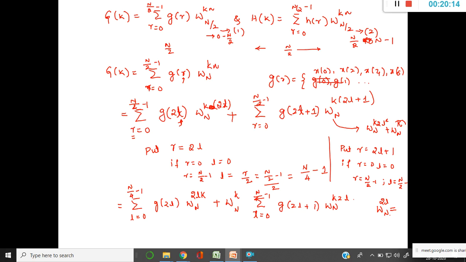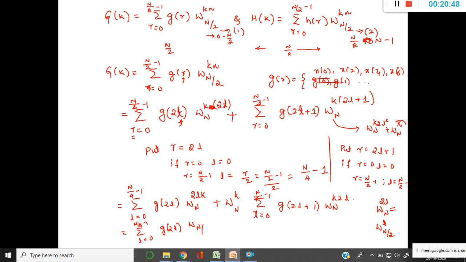Wn to the power of 2l can be written as W to the power of l by n by 2. So this is the twiddle factor; in the last class we have understood this. So therefore once again I replace this W, summation l runs from 0 to n by 4 minus 1, g of 2l. I replace this n by n by 2; this is n by 2 point DFT, right? I'm sorry, this is n by 2 point DFT.